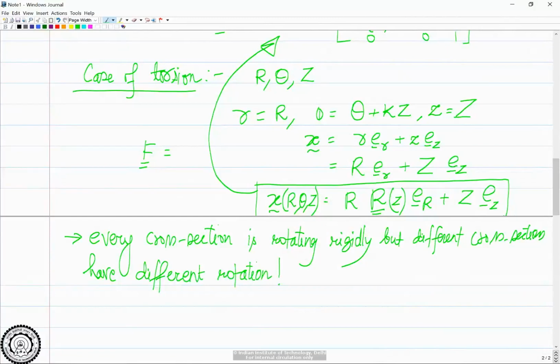Sir, could this be possible for a volume as well? Like, there is a particular volume inside the full big volume which is undergoing rigid body rotation. You mean some finite volume inside the big body? Yes, sir, a small volume. Means it is a plane. So instead of a plane, yes.